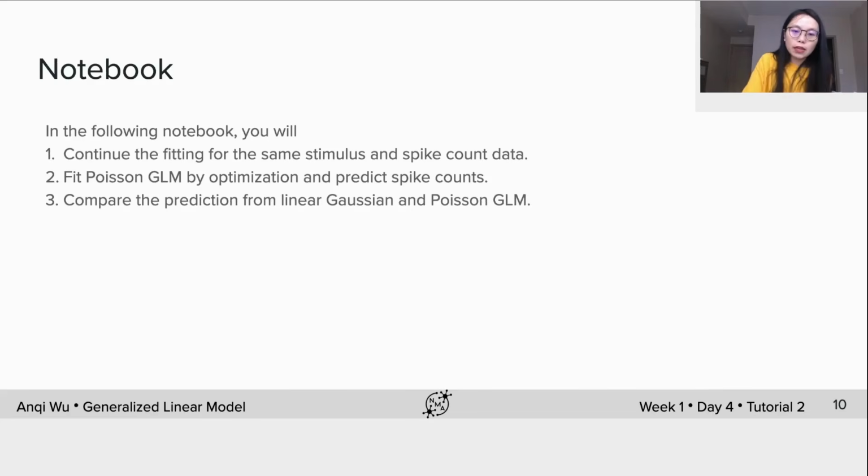In the following notebook, you will continue the fitting for the same stimulus and spike count data, but you fit the Poisson GLM by optimization and predict spike counts. You compare the prediction from the linear Gaussian model and the Poisson GLM.